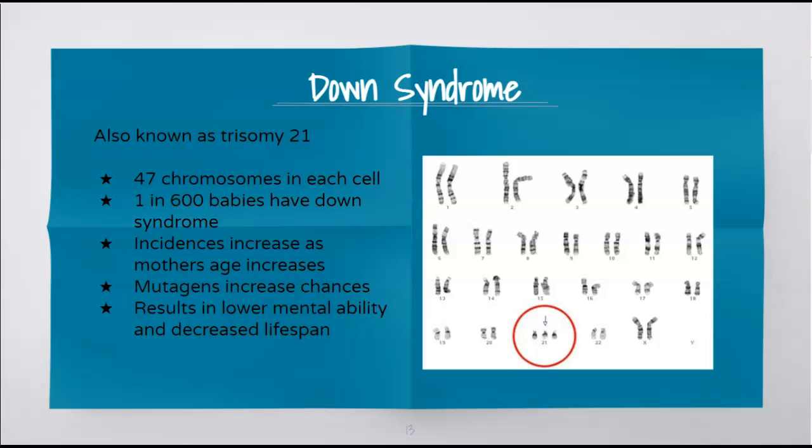Okay. Also mutagens, like being exposed to x-rays and stuff like that, can also increase chances. X-rays while developing sex cells, not while pregnant. That's a different thing. Okay. This can result in a lower mental ability and a decreased lifespan.